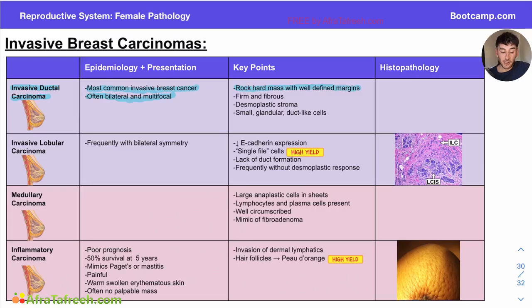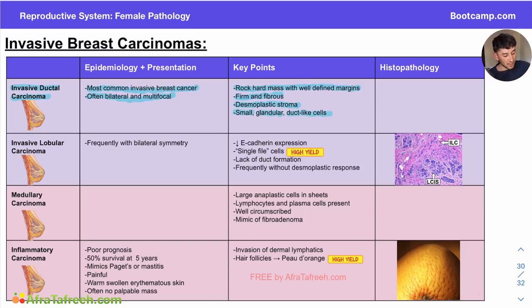This is going to be firm and fibrous tissue, and it's going to have desmoplastic stroma. Desmoplastic stroma is referring to the fact that fibrous tissue is trying to grow around this cancer and contain it, and so that is the response of the body to this really invasive cancer. And then these cancer cells are going to be described as small, glandular, and duct-like cells because this is going to be a cancer that is arising from the ductal tissue.